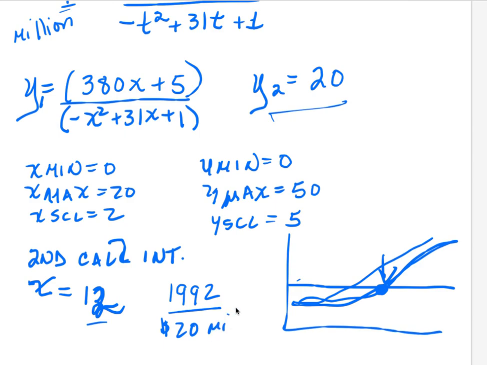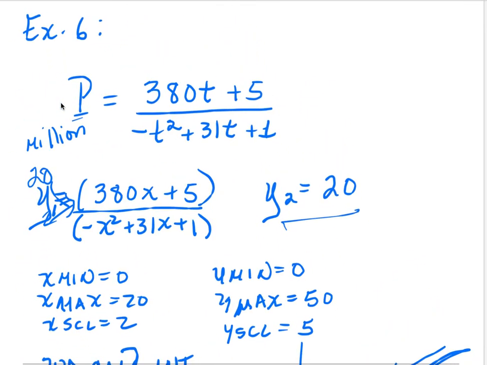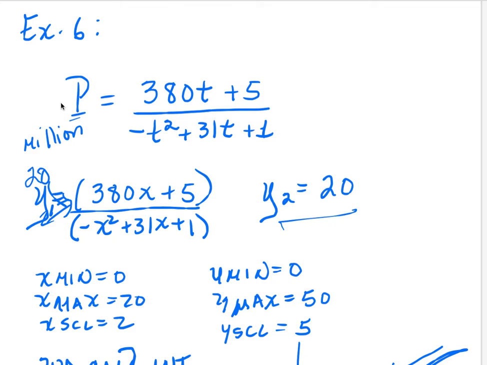Now the other way to solve this, if you wanted to do it algebraically, is you'd put 20 right here and cross multiply, and solve for x that way. But anyway, this example wanted to show you how you could do it on your calculator. All right, that is it for section 9.6.